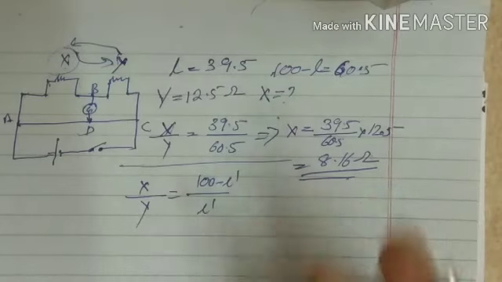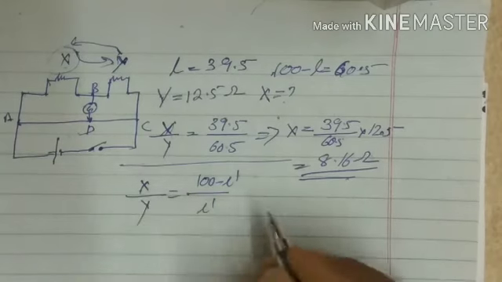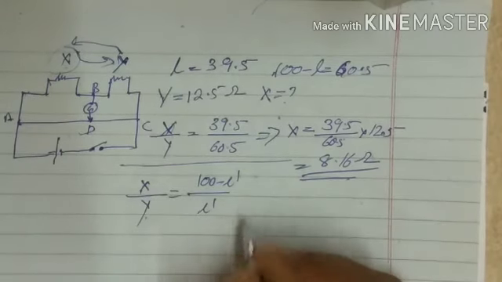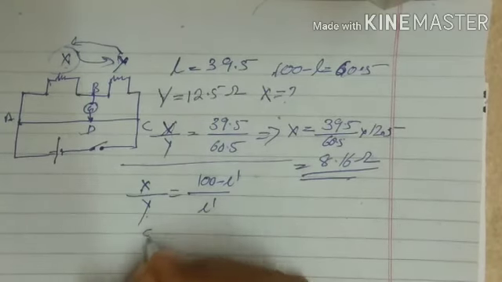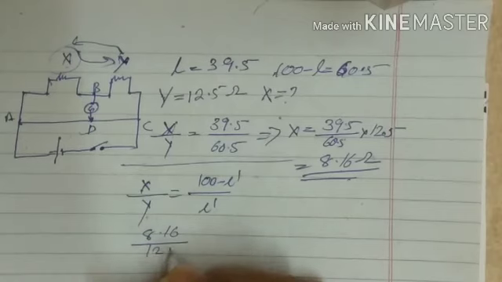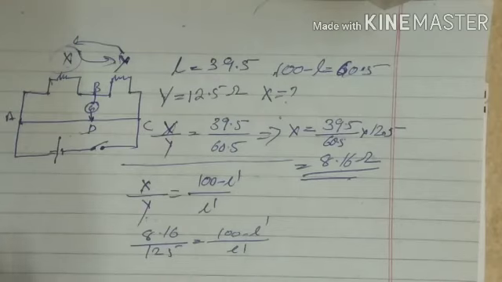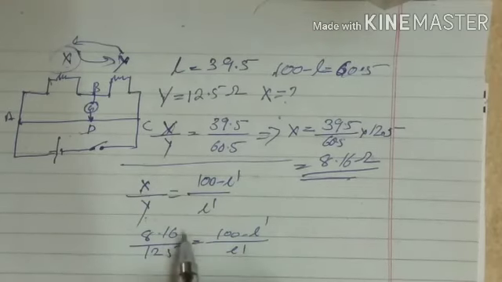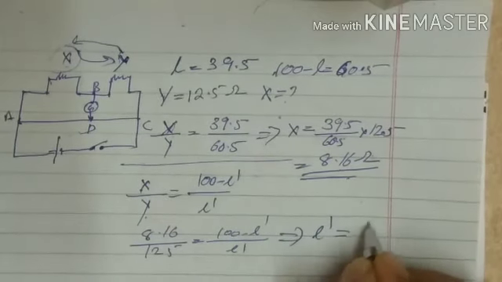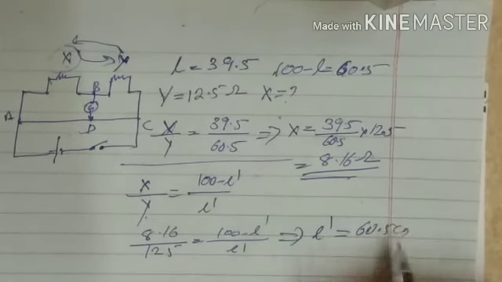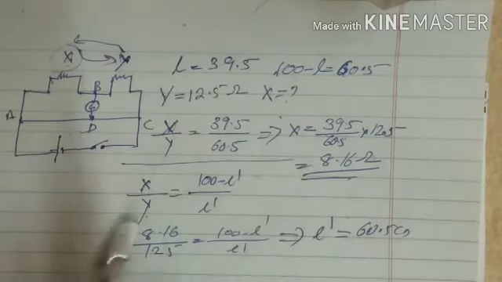So we have to find this L dash. Why do I write L dash? Because we already took the L for the previous one. Now we know the value of X, and now we know the value of Y. So let's substitute the values: 8.16 by 12.5 is equal to 100 minus L dash by L dash. On simplifying and solving, we got the value of L dash is equal to 60.5 centimeter. That is the same as the 100 minus L of the previous one.